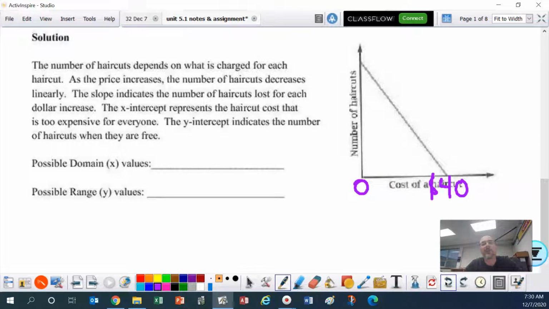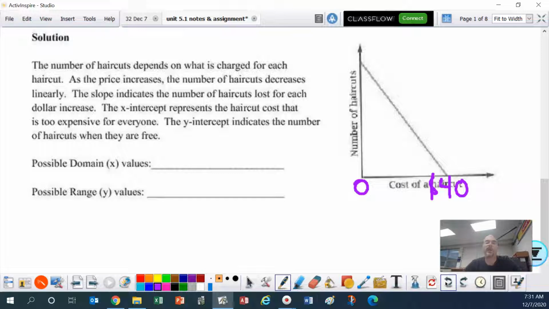So let me read this. The number of haircuts depends on what is charged for each haircut. As the price increases, the number of haircuts decreases linearly. The slope indicates the number of haircuts lost for each dollar increase. The y-intercept represents the haircut cost that is too expensive for everyone. The y-intercept indicates the number of haircuts when they are free.